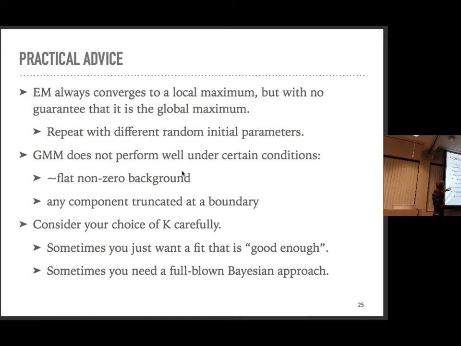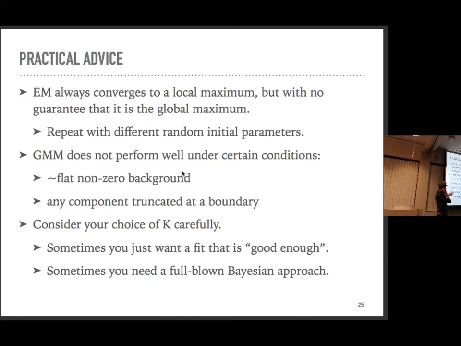And then the last piece of advice is you need to consider your choice of k carefully. And there's really no one right answer. Sometimes, like in the application that Bella was doing, we just needed some model that was good enough. We weren't trying to learn anything about galaxy evolution from the Gaussians that it ended up with. We just wanted it to do a good job of mimicking the observation and to be able to generate new samples that looked close enough to the observation.